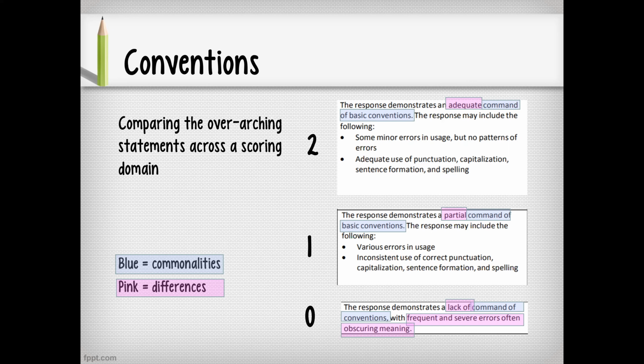And you're going to see examples of every single one of these score points on conventions in our sample essays. So you'll see the types of errors a student may have and still receive a 2. You're going to see how those errors get a little bit worse in a 1. And then you're going to see an example of what a 0 in conventions might look like.